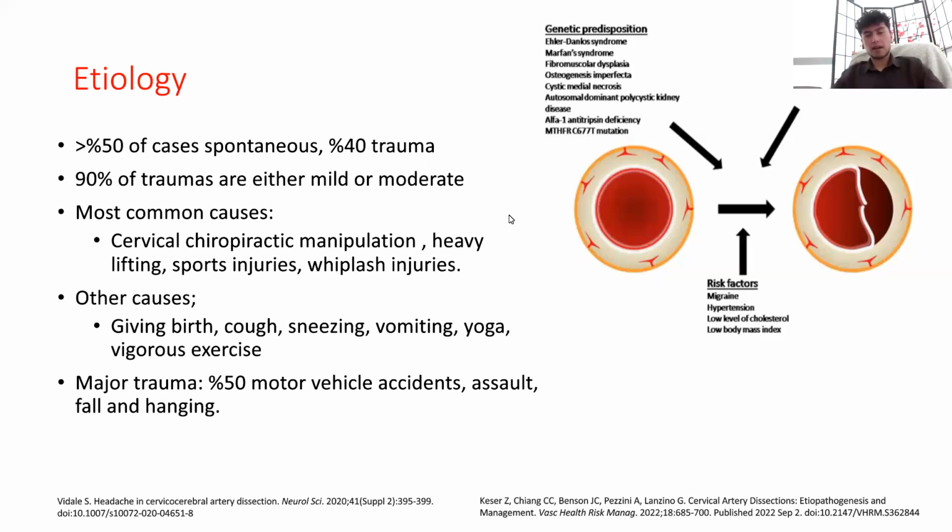event, because if it is a minor trauma, 90% of traumas are either mild or moderate, and people don't pay attention to minor trauma, and they don't mention it, so it can seem spontaneous. And the most common cause, this is interesting, in the USA, this is a research in the USA, I put the source, the most common cause in the USA is cervical chiropractic manipulation, and the others are heavy lifting, sports injuries, and whiplash injuries.